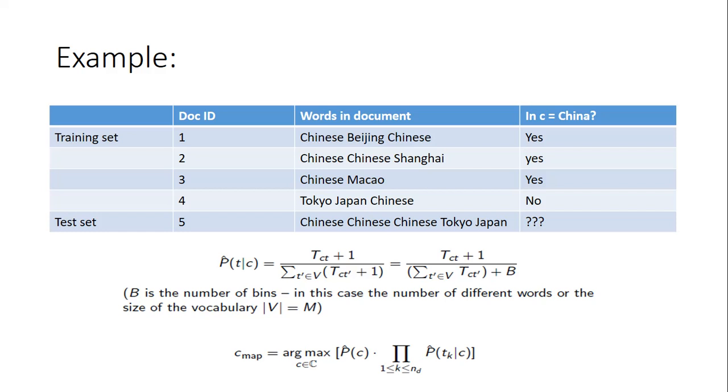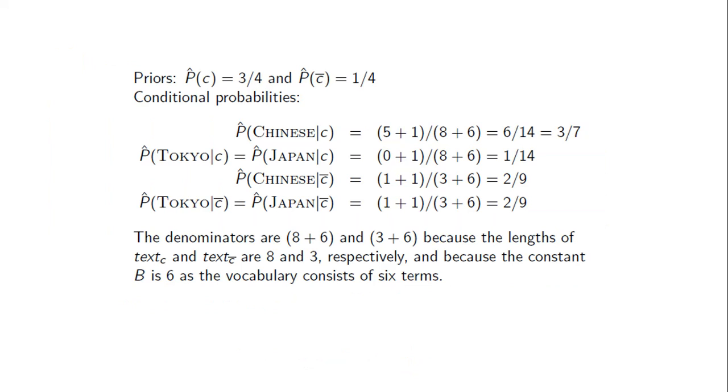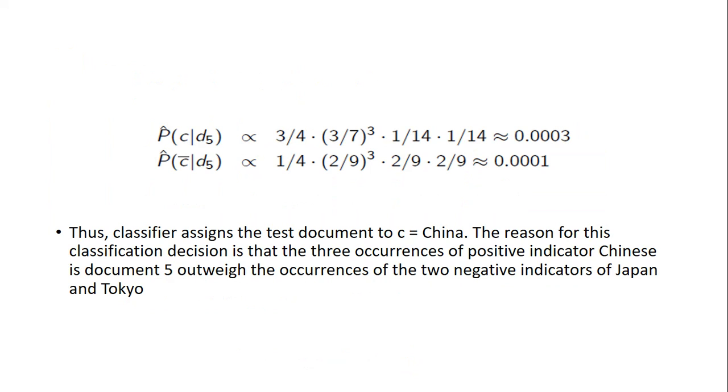Based on our add 1 smoothing, we find the following formula. Apply the following formula to find the probabilities, and based on the probabilities, we find whether to classify the document in class China or not. Thus, based on the results that we get, the classifier assigns the test document to China. The reason is that the classification decision has 3 occurrences of the positive indicator word Chinese in the document, which outweighs the occurrences of the 2 negative words, Japan and Tokyo.